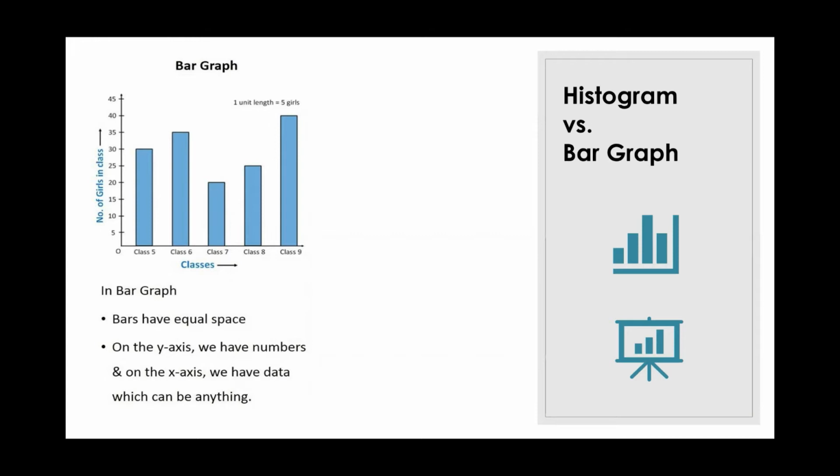On the y-axis, the y meaning this axis right here, which is the number of girls in the class, we have the numbers, and on the x-axis here, we have data, which can be anything. In this case, it's categories. It shows us that in class 5, we have 30 girls. In class 6, we have 35 girls. In class 7, we have 20 girls. So this is showing us more so categorical data, right?